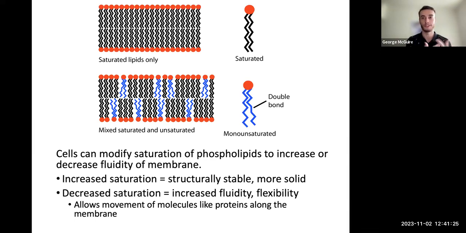This also plays a role in protection and homeostasis, such as maintaining heat or reducing the amount of heat in that cell, etc. But the main point I wanted to show here is that our cells do have the ability to modify the fatty acid tails that are in our phospholipid bilayer. So we can change them from saturated to unsaturated.